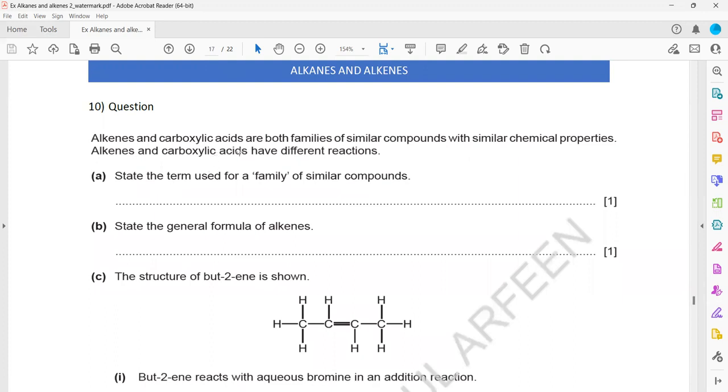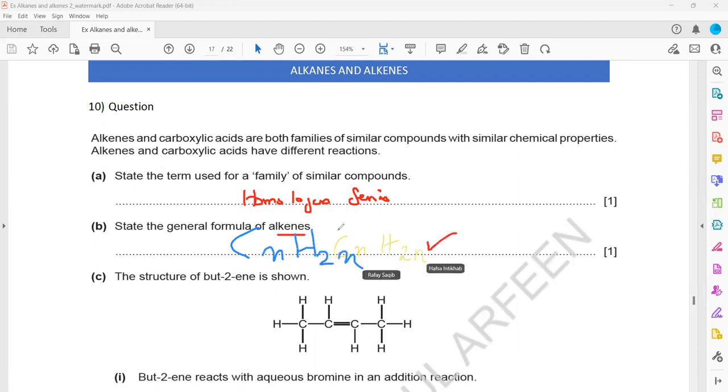Question 10. Alkenes and carboxylic acids are both families of similar compounds. State the term used for a family of compounds: homologous series. So we call them a homologous series. General formula of alkene: CnH2n. CnH2n+2 is for alkane. If it was alkane, then what you said was right.